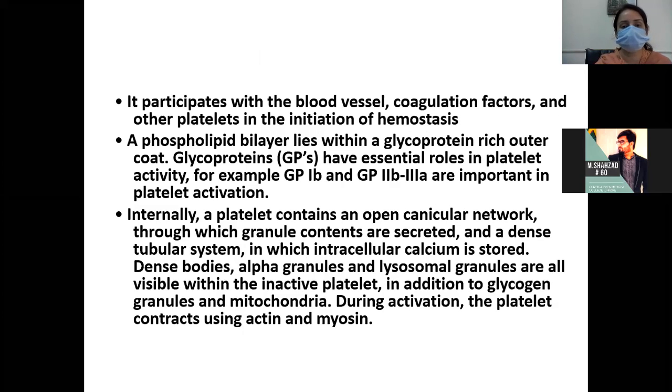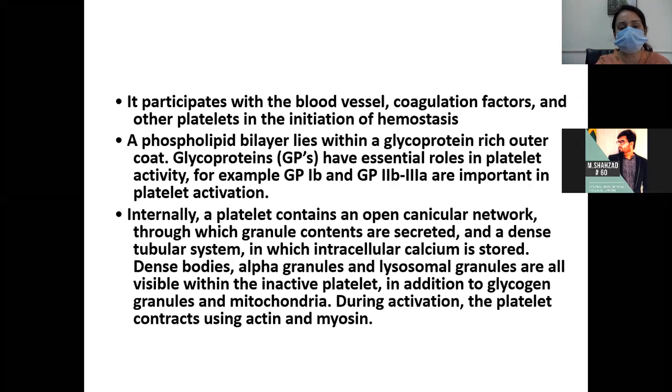So it participates with the blood vessel, coagulation factors, and other platelets in the initiation of hemostasis. The phospholipid bilayer lies within a glycoprotein-rich outer coat, and glycoproteins have essential roles in platelet activity, for example glycoprotein 1b and glycoprotein 2b and 3a. They are important in platelet activation.